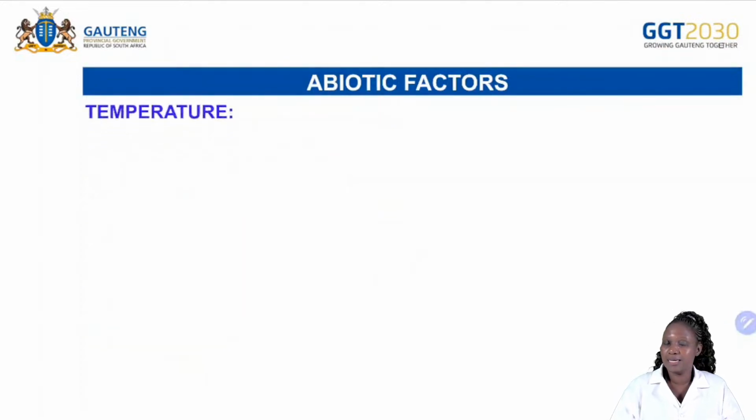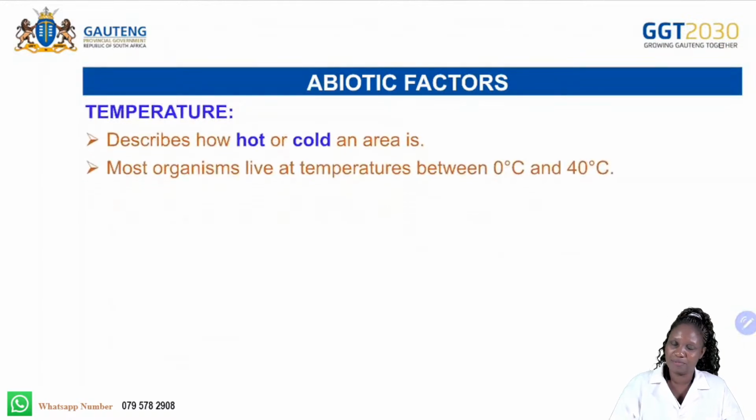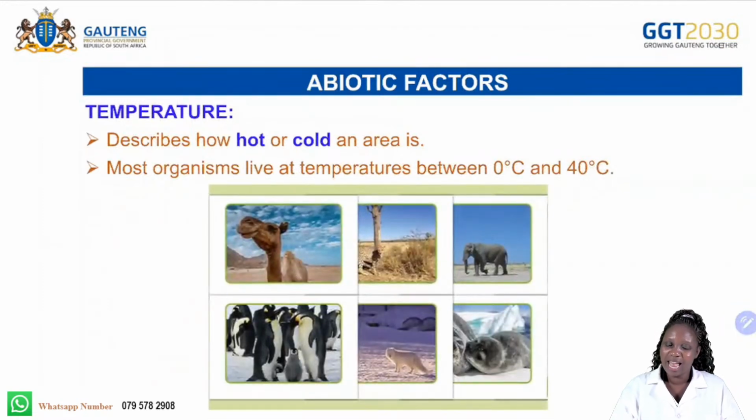Let's look at abiotic. We've got the temperature. What is the temperature? It describes how hot or cold an area is. Okay, temperature describes how hot or cold an area is. And most organisms live at temperatures between 0 degrees and 40 degrees Celsius.